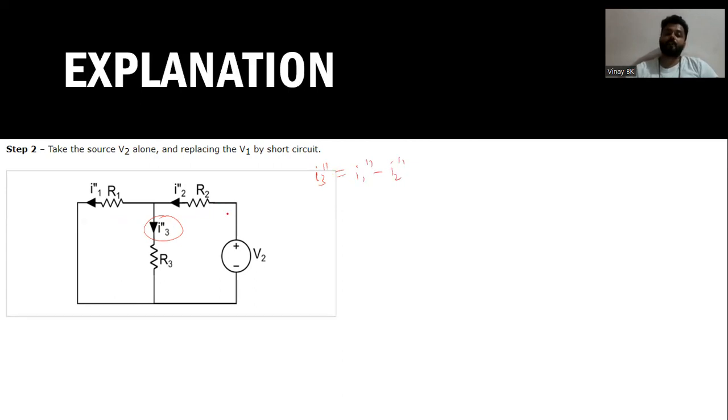To find the value of I1 double dash, you apply the current divider. That is I2 double dash into R3 divided by R1 plus R3. To find I2 double dash, it is the total voltage V2 divided by R equivalent, where R equivalent is R1 parallel to R3, and this combination in series with R2. So R1 into R3 divided by R1 plus R3, plus R2. The same thing you can see here.